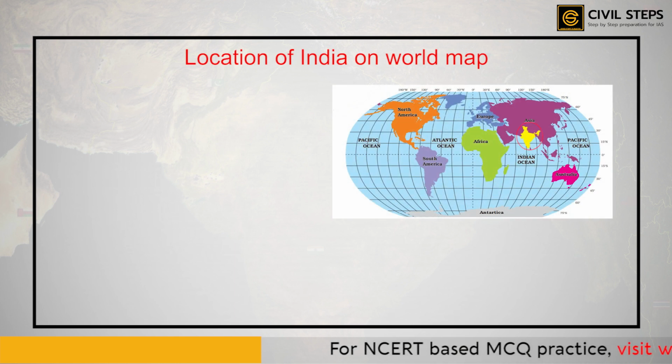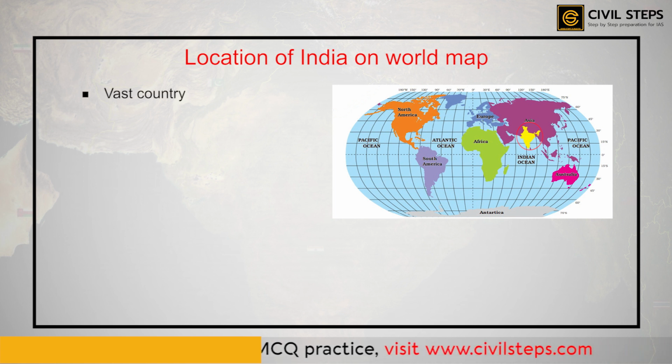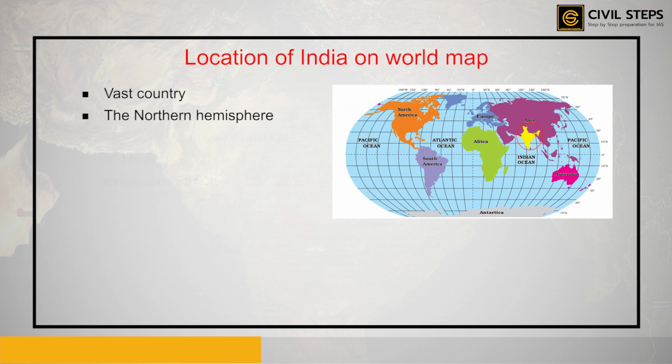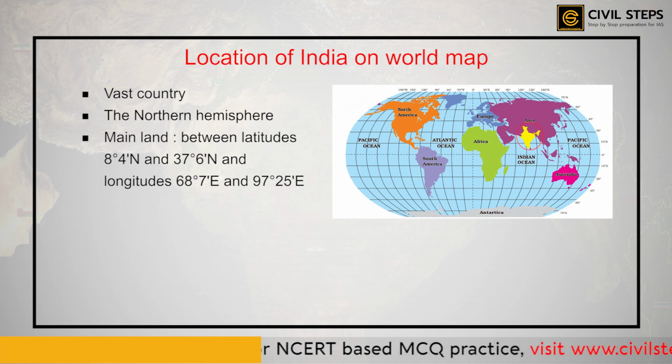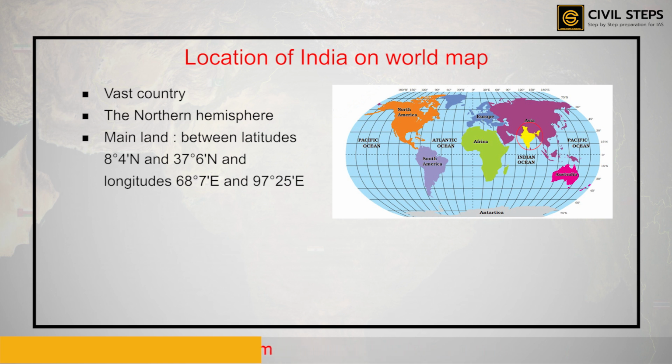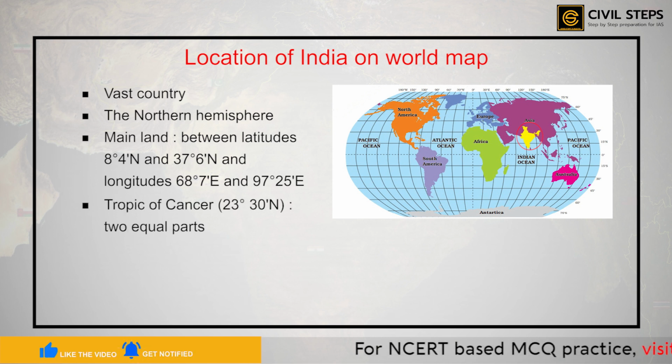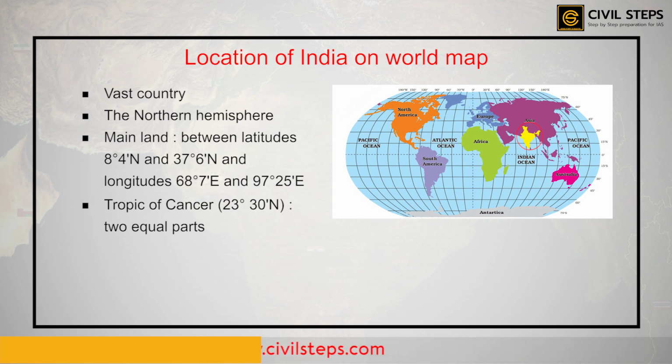As we know, India is a very vast country and it lies entirely in the northern hemisphere. The mainland extends between the latitudes 8 degree 4 minutes north and 37 degree 6 minutes north, whereas the longitudes range from 68 degree 7 minutes east to 97 degree 25 minutes east. The Tropic of Cancer, at 23 degree 30 minutes north, divides India into almost two equal halves.